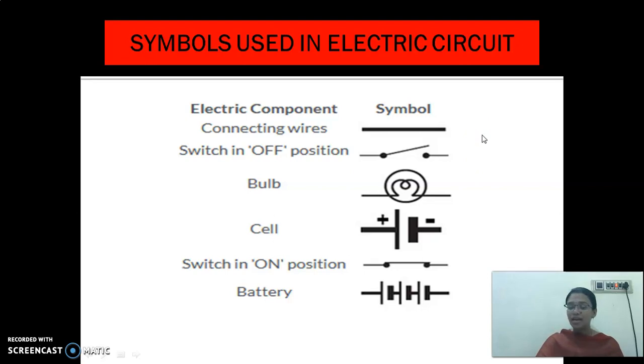These are all the symbols which are used in an electric circuit. It is not there in your book, children. I am telling you again and again. Note all these symbols and write their names near them. Okay? Have you completed this? Shall we move on to the next one?